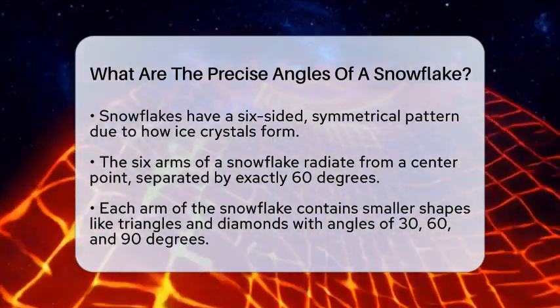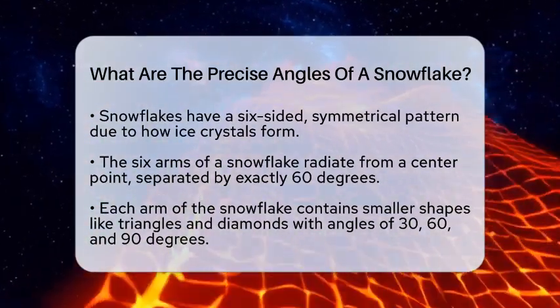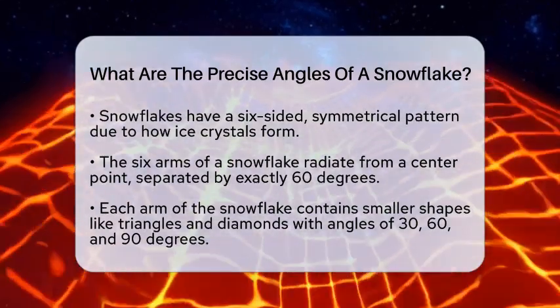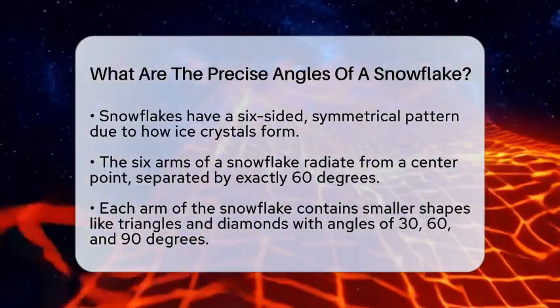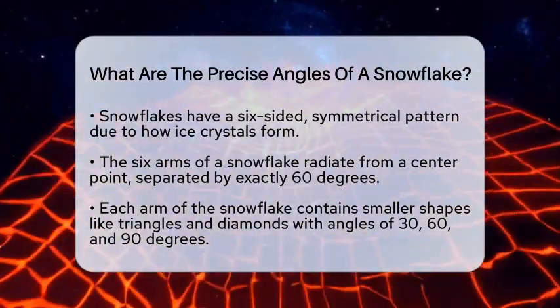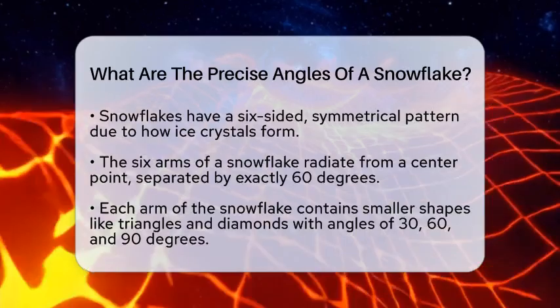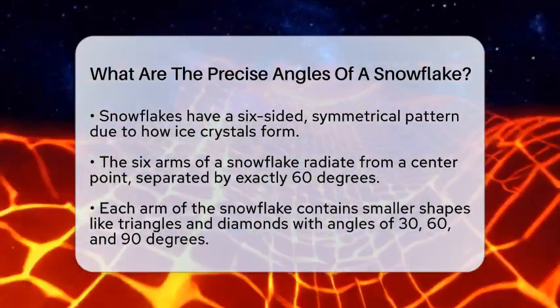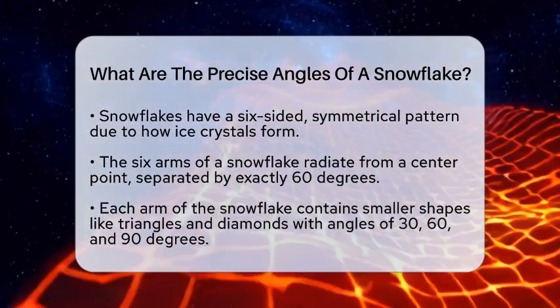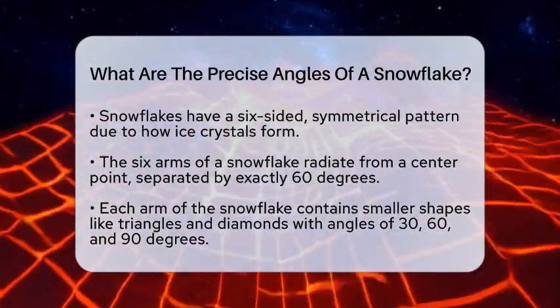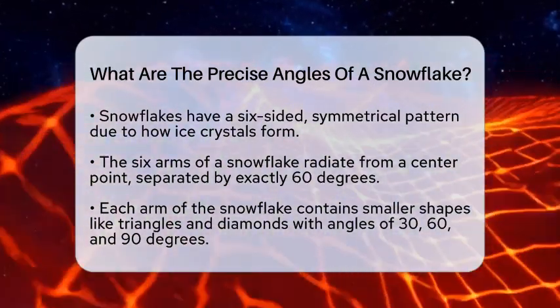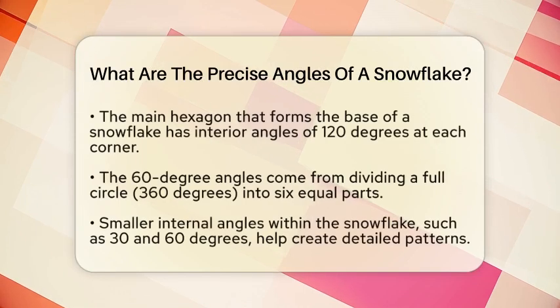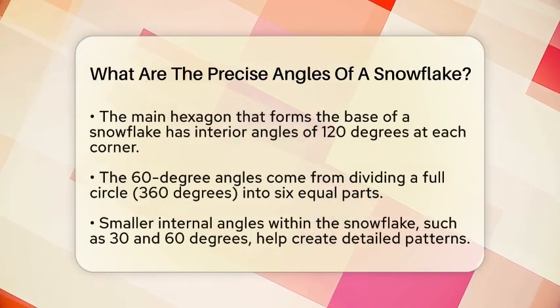Snowflakes are built on a six-sided pattern, which comes from the way ice crystals form. Ice crystals grow in a hexagonal shape because of how water molecules arrange themselves. This structure creates six arms radiating from a center point, each separated by a specific angle. The key angle between two neighboring arms is exactly 60 degrees. This is because when you divide a full circle of 360 degrees into 6 equal parts, each part measures 60 degrees.